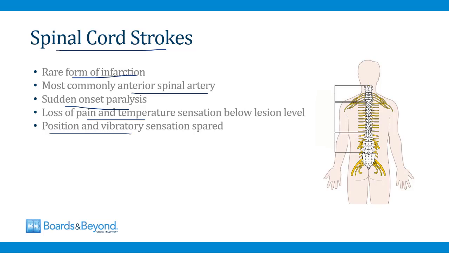Position and vibratory sense will be spared. That's because position and vibratory information runs in the posterior part of the spinal cord, which is not the area supplied by the anterior spinal artery. And I talk about spinal cord strokes in the video on spinal cord disorders.